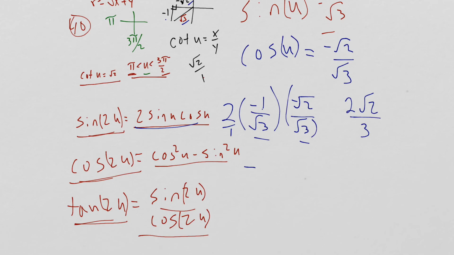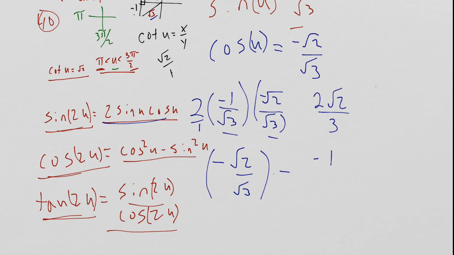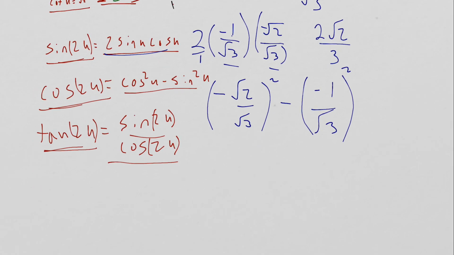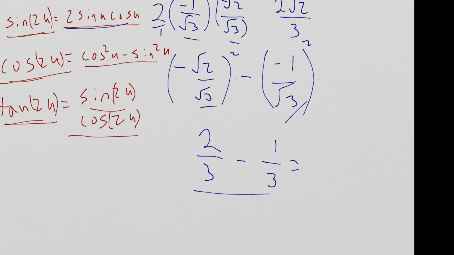So I get to cosine squared and sine squared. Well, cosine squared minus sine squared, square both of these. So square root of 2 squared is 2. Square root of 3 squared is 3. Minus negative 1 squared is 1. Square root of 3 squared is 3. So 2/3 minus 1/3, 1/3. That's what cosine of 2u is.